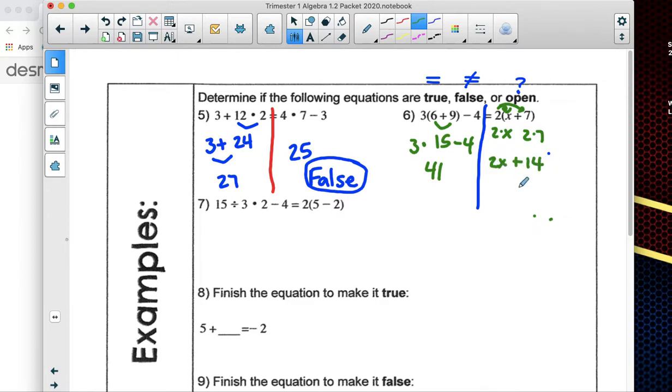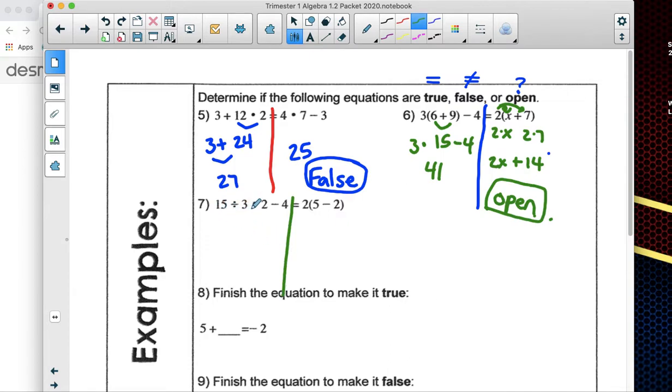Now, I can't do anything else because this has an x, this one doesn't. So I don't know if these are equal because I don't know what x is. If it said like x equals 4, I could try and figure it out, but we don't know. So this is going to be open because of that variable. We don't know. Okay, last one.